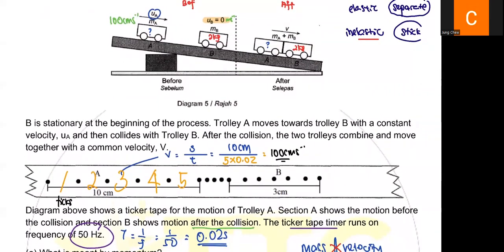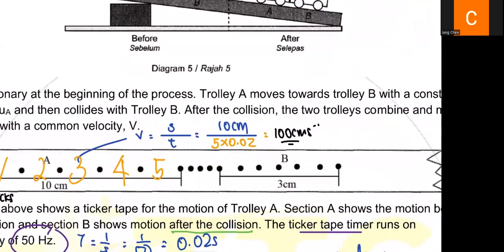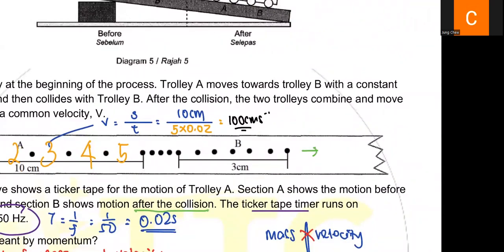B is after the collision. So they are stuck together already. So they stuck together meaning to say that they move at the same speed. All right. So now we need to calculate this part's velocity. Okay. So what we're going to do here is V equals displacement over time taken. So how much is my displacement? Okay. We want to do a calculation here. 1, 2, 3, 4, 5, 6. So there are a total of 6 gaps in between. So we got 6 multiplied by 0.02. This is 3 cm. So help me count this one. How many cm per second?